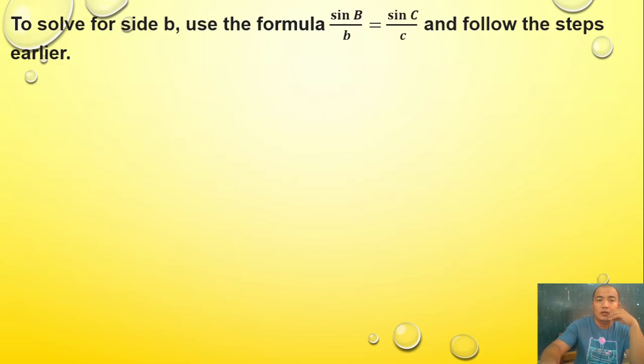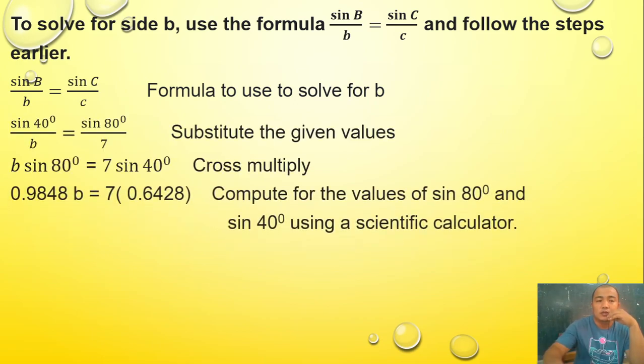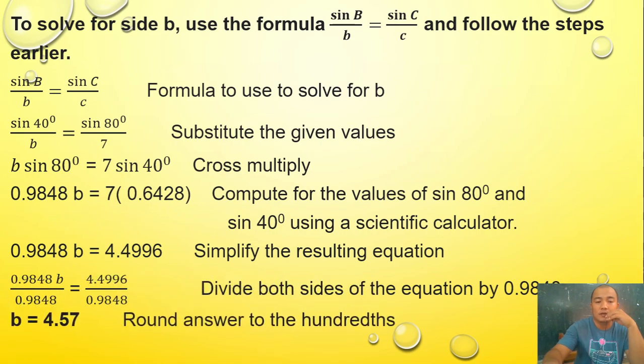And to solve for side b, we use the formula sin B over b equals sin C over c. Substitute sin 40 over b equals sin 80 over 7. From here, multiply sin 40 by 7 divided by sin 80. In your scientific calculator, the answer is 4.57.